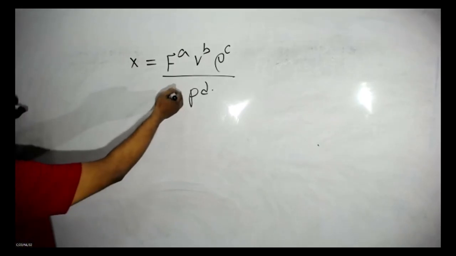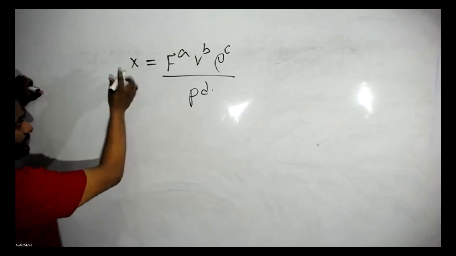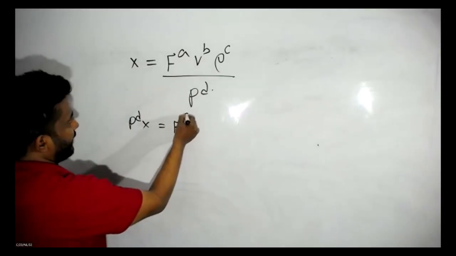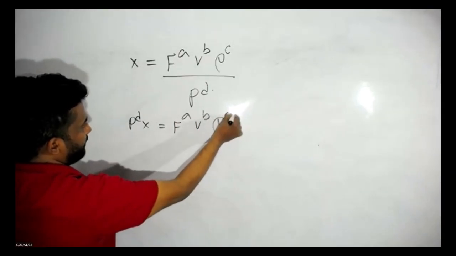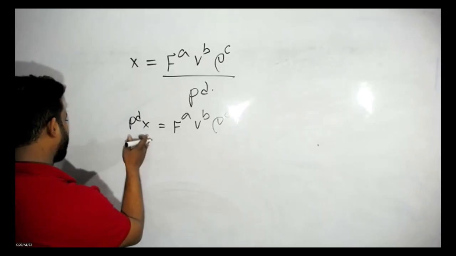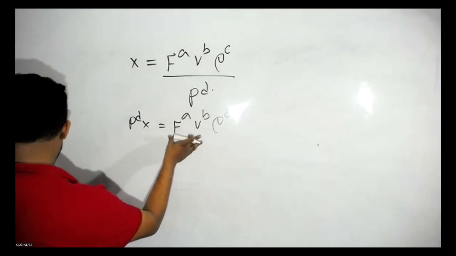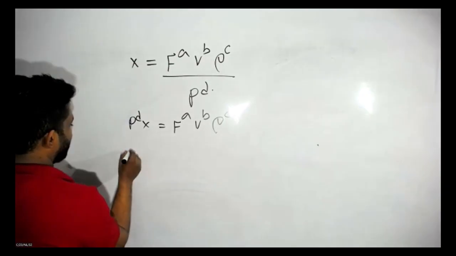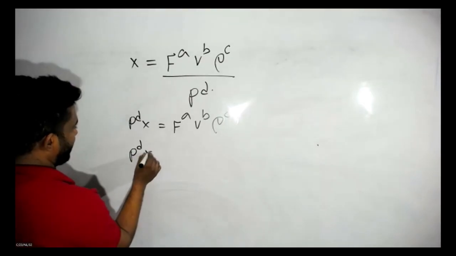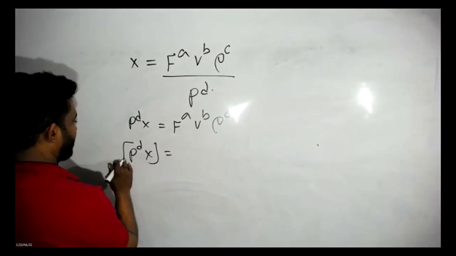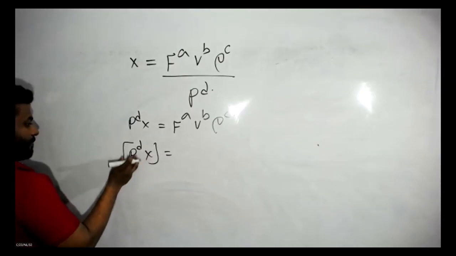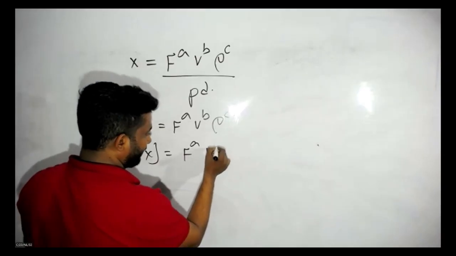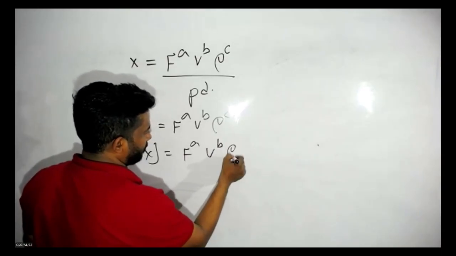Then you can multiply p to the power d into x, so p to the power d into x is equal to F to the power a, v to the power b, and rho to the power c. If this equation is dimensionally correct, the dimensions at the two sides should be equal. That means the dimensions of p to the power d into x should be equal to the dimensions of F to the power a, v to the power b, and rho to the power c.